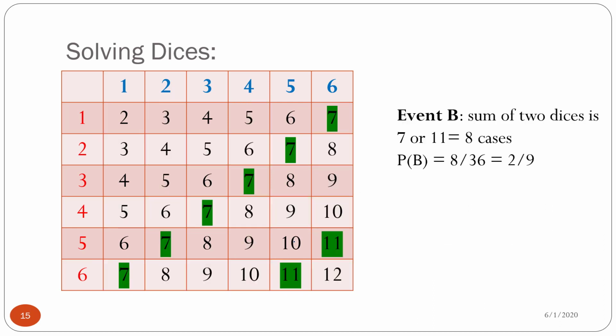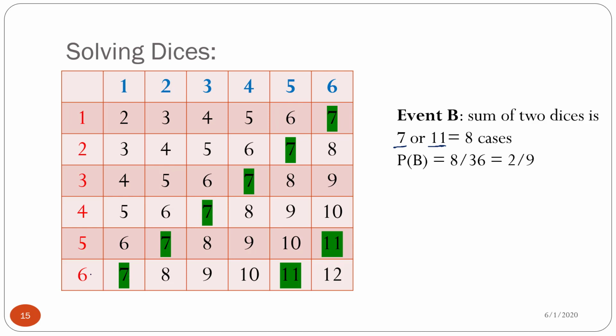Now let's do the second part, the probability of the event B. Event B says that the sum of the two dice has to be 7 or 11. Now making this table helps, because the condition is that the sum should be 7 or 11. Just go and highlight those cells which are favorable. 7 here, 7 here, 7 here, right? So in this diagonal, these are all 7.